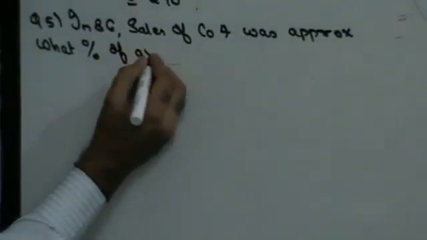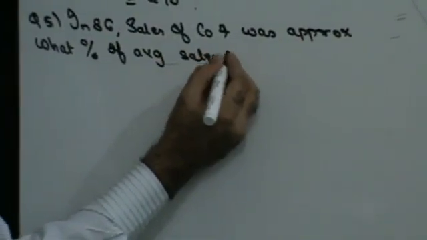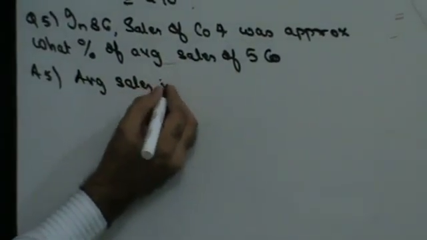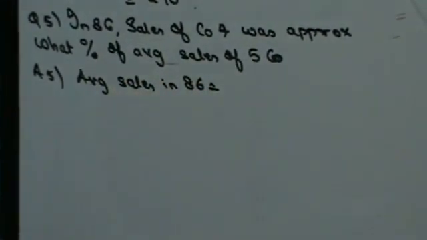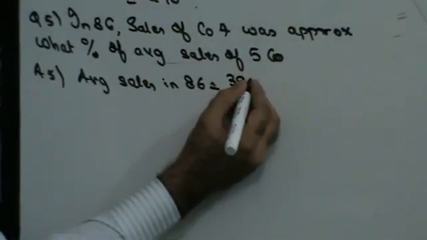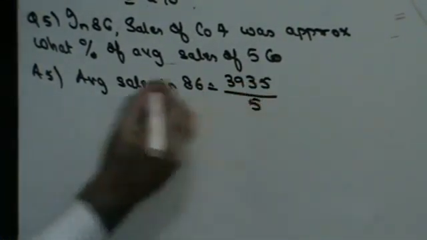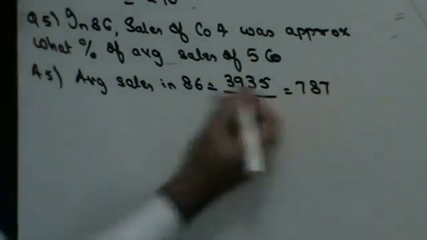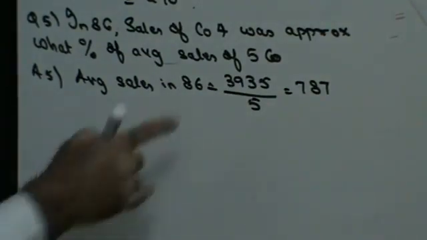What percentage of average sales of 5 companies for that year, right? Now first let's find out the average sales of 5 companies in 86. The total sales for the year 86 is 3935. Average sales will be 3935 divided by 5, which is 787. That will be the average sales.